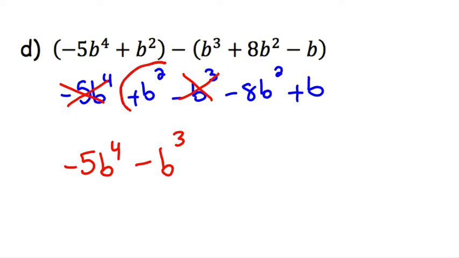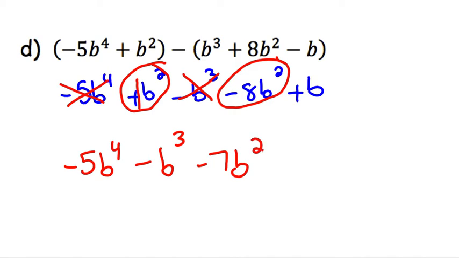I have a b squared and a negative 8b squared. These are like terms, so I will add the numbers in front. 1 minus 8 is a negative 7b squared. And then I have this b by itself, so plus b. So that's your final answer.